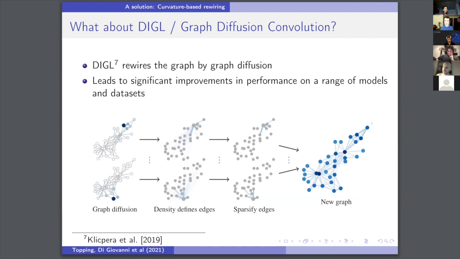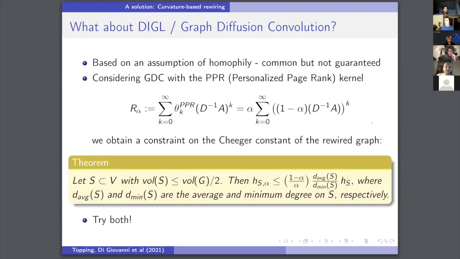DIGL is very good on homophilic datasets. Where is it potentially not so good? The first one, as Francesco mentioned earlier, is that GDC or DIGL is based on an assumption of homophily, which is common but not guaranteed. This is mentioned in the paper by the authors. Homophily being birds of a feather flocking together, and they say that this method might not work so well on heterophilic graphs, which, as Francesco said earlier, curvature-based rewiring methods may do.